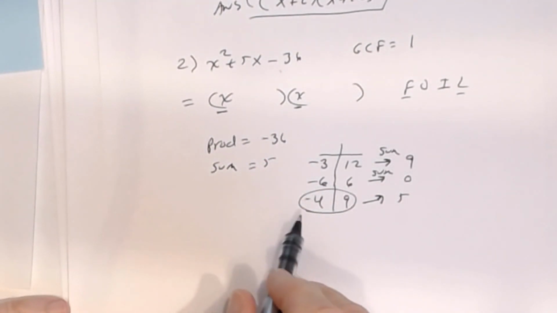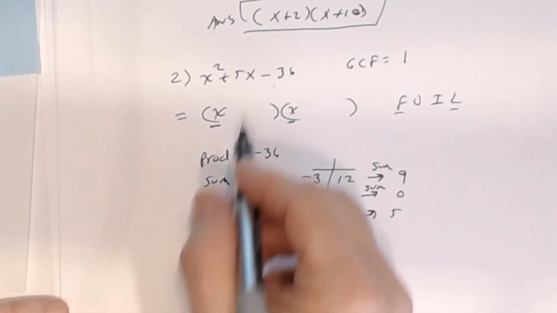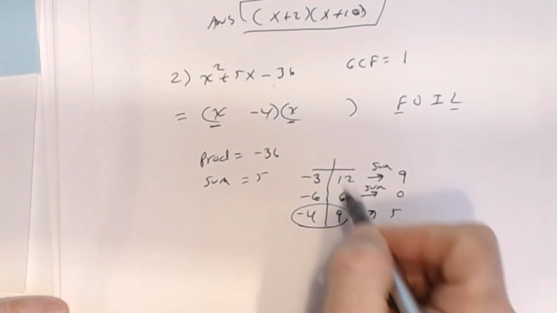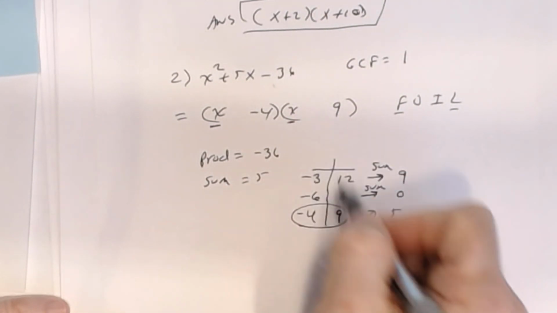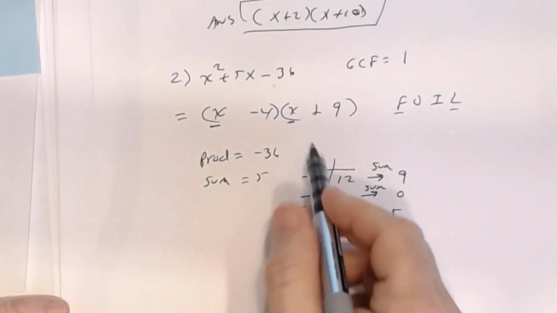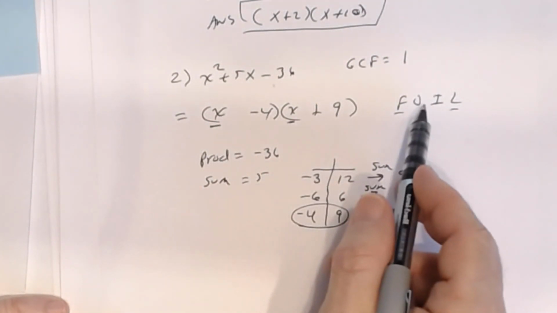And all you do is you put negative 4 in one of them, and you put positive 9 in the other, and then you're done. You just got to check it though.